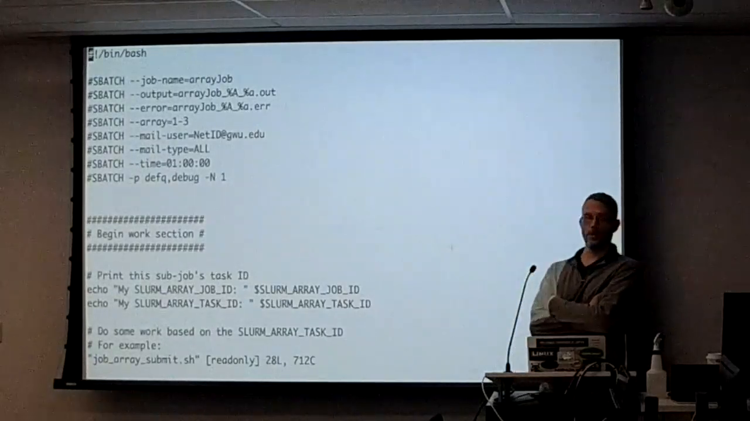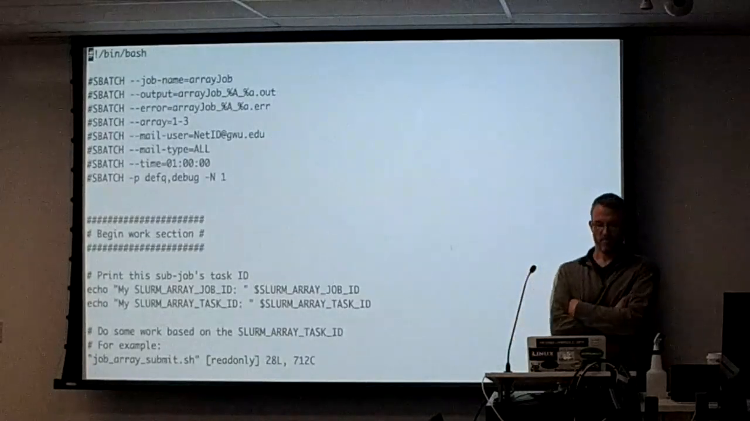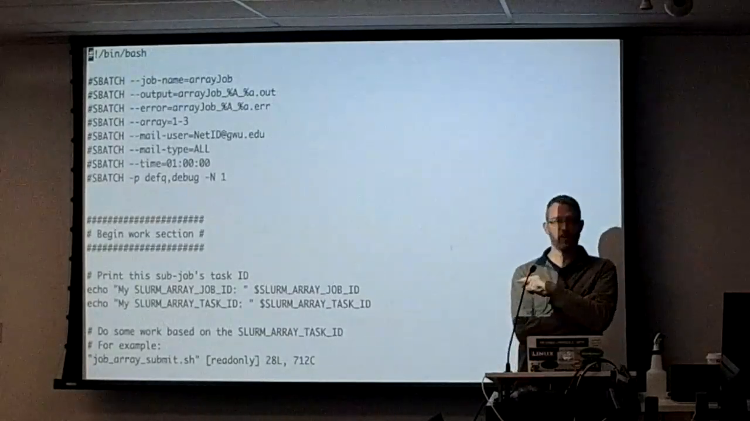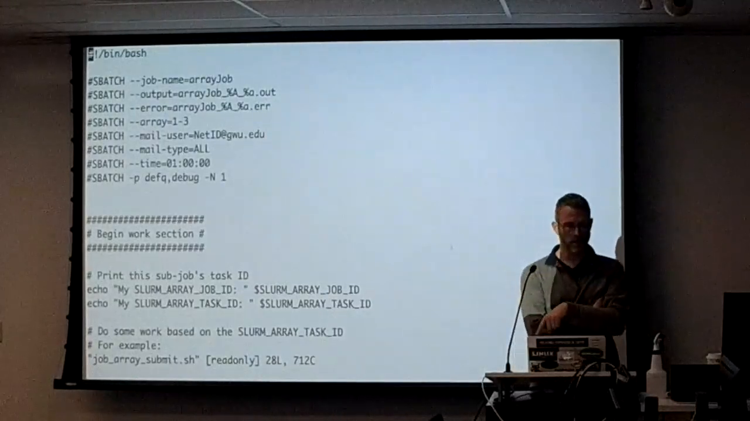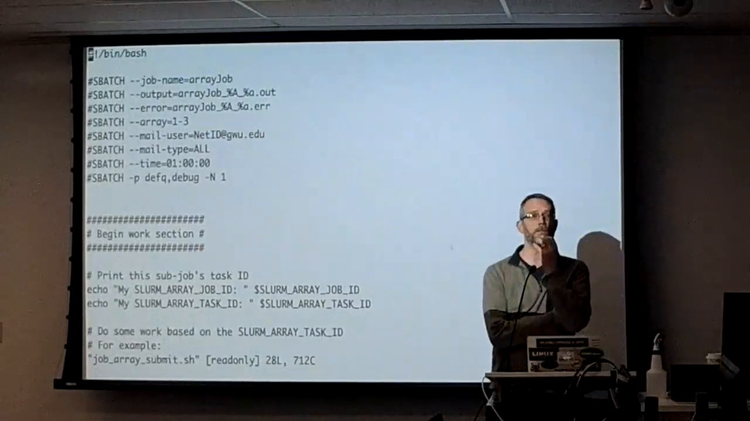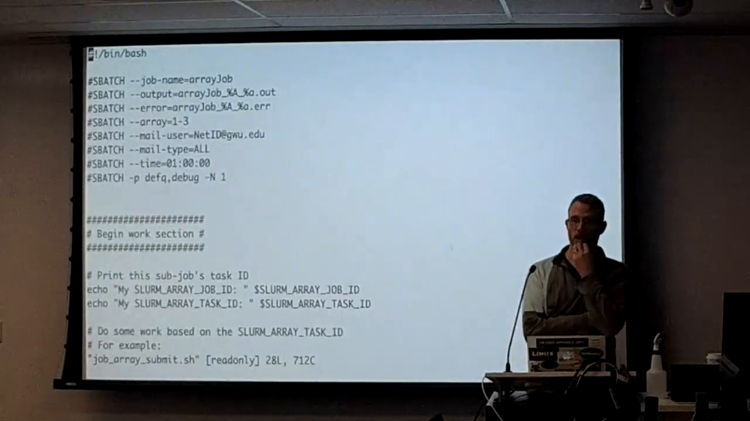We've got some new features going on here, by the way. Notice that this shebang line is different than the previous one. We're using the bash interpreter here as opposed to the bourne interpreter. In the very first line, we're naming our job array.